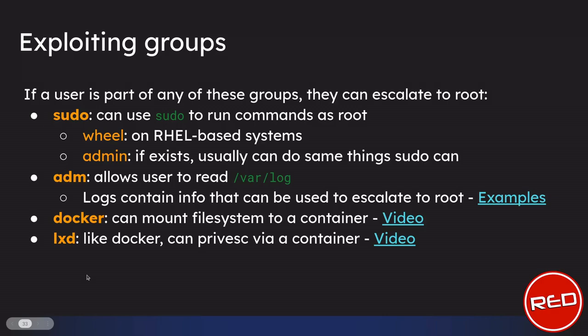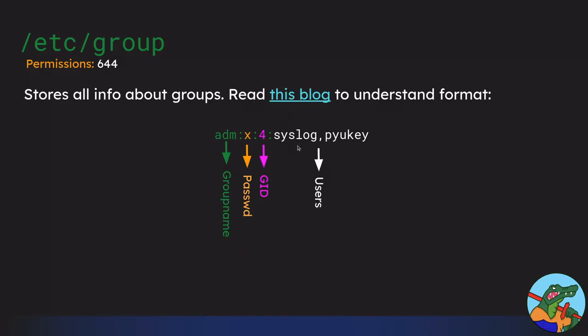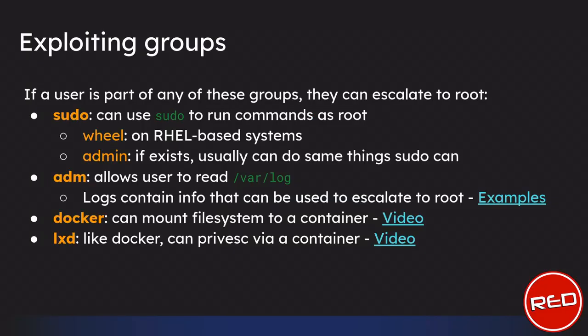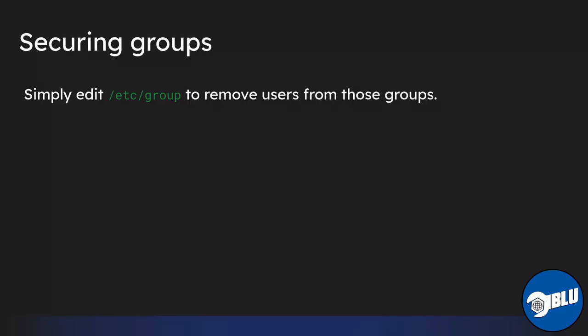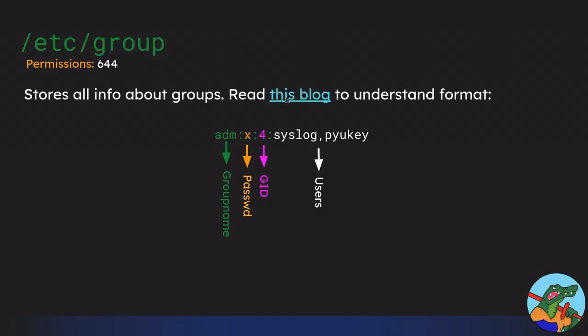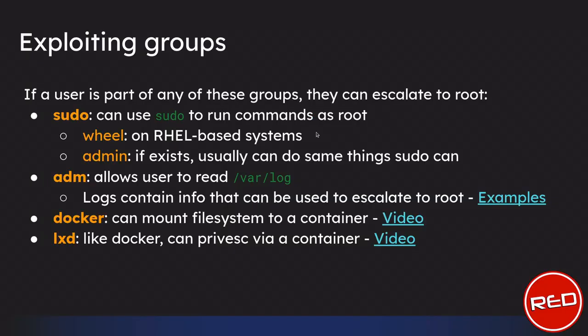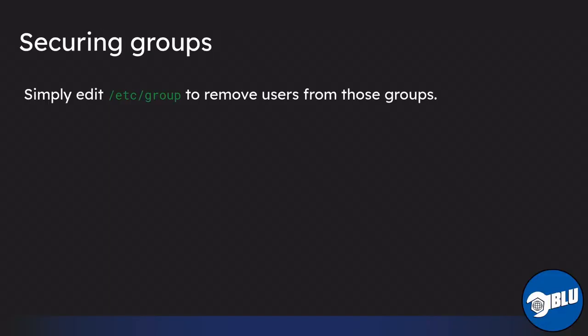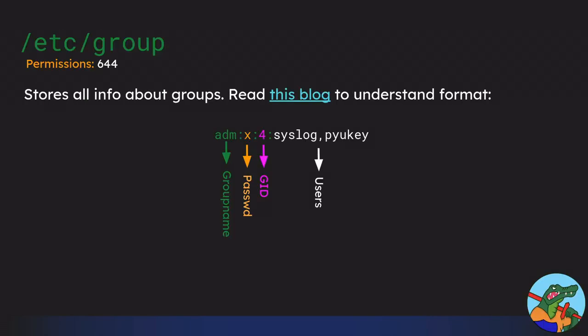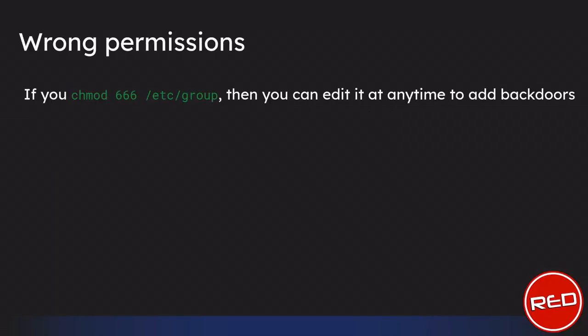So those are the groups to look out for. How you can become a part of them is just add your name to the users at the end there. And then now that user is part of the group and they can do shenanigans. So how do we defend this as blue team? You just look at /etc/group and make sure you don't have any weird stuff like that going on. If you see something that's unusual, remove it, okay? These users should be fairly restricted. So that's pretty simple.